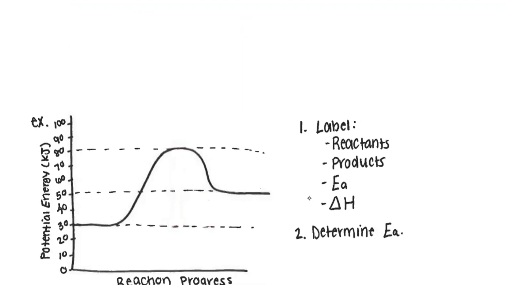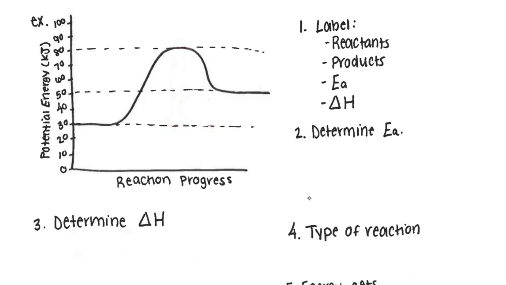Alright, so let's look at two examples and we'll do some practice problems. So you should be able to label the reactants. Reactants are always on the left. Products are always on the right. Activation energy is going to be the difference between the activated complex, which is the tallest portion of the graph, and all the way down to the reactants. My delta H value is the difference between my products and reactants.